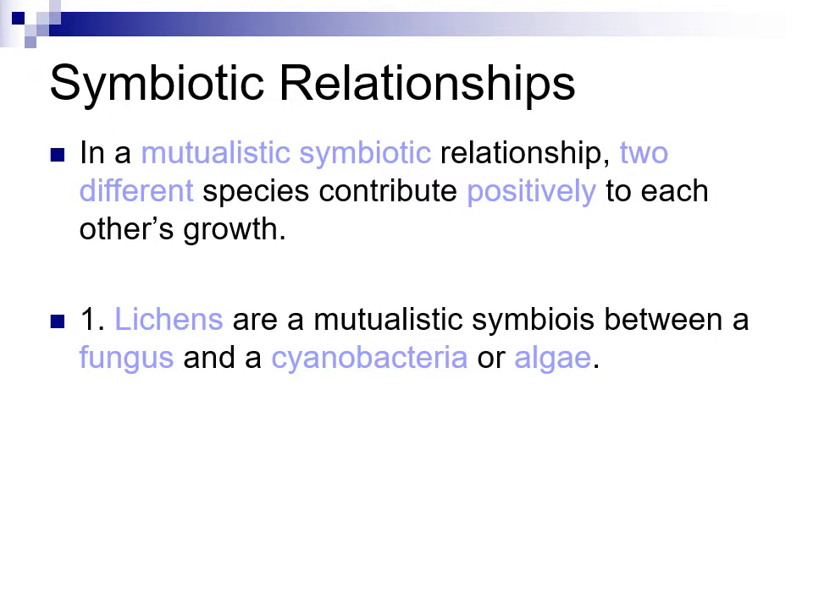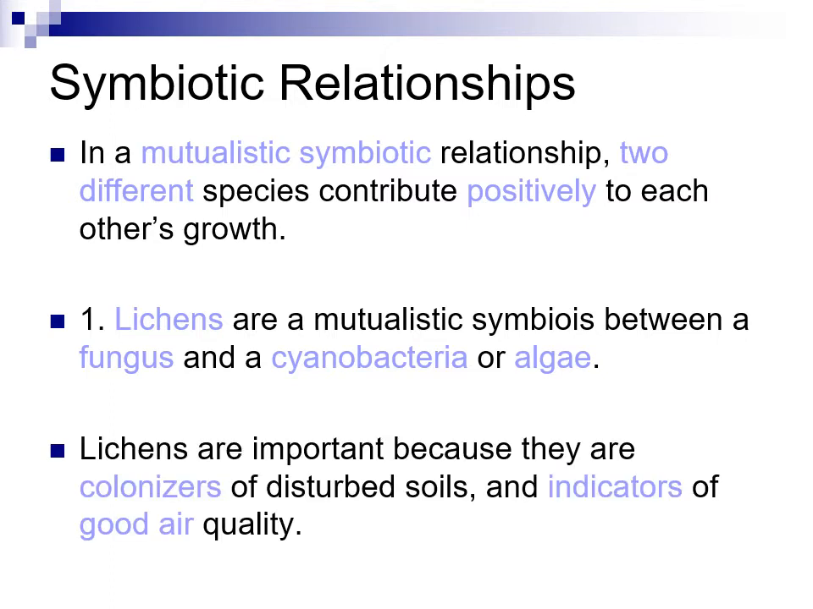But they are a relationship between a fungus. It's always going to be a fungus partner and then an autotrophic partner, which could either be cyanobacteria or could be algae. So lichens are important because when we say they're colonizers of disturbed soils, when a fire has gone through and wiped out a forest or lava has come through and wiped out areas, some of the first organisms to begin to grow there and start to break the soil down and make it so that actually other organisms can grow there are lichens.